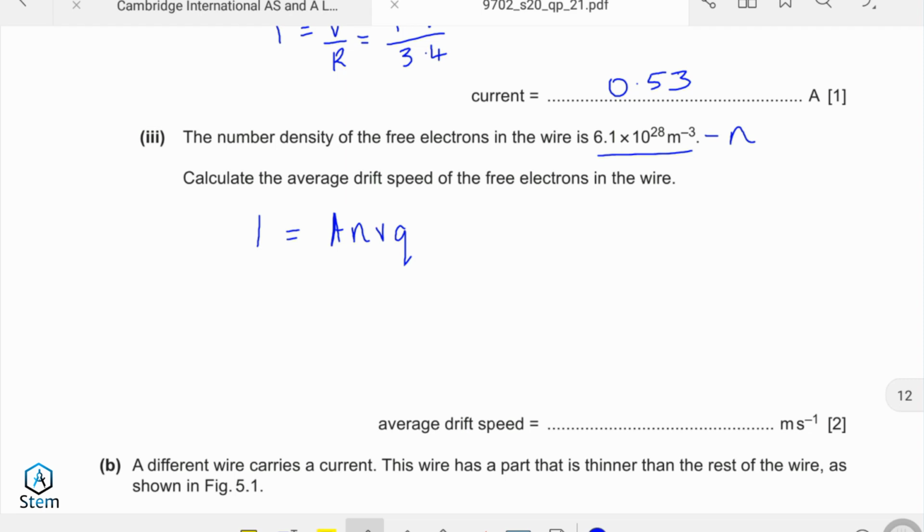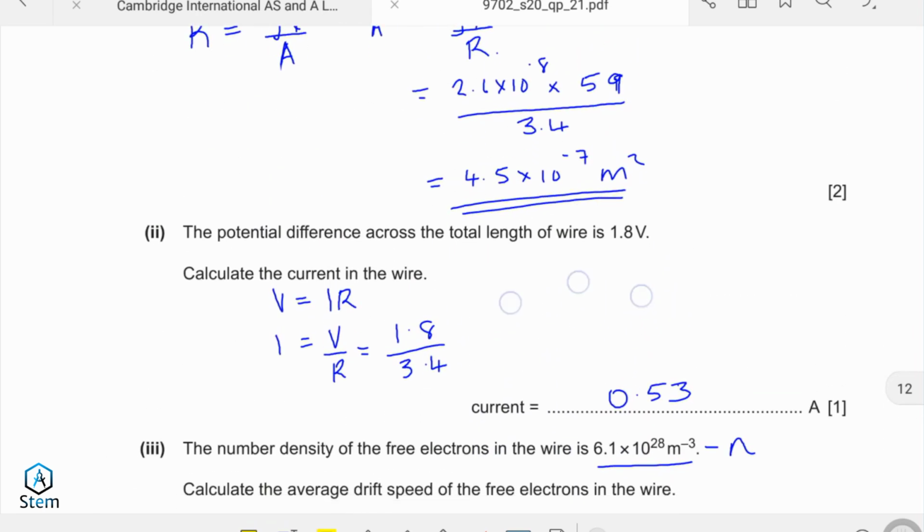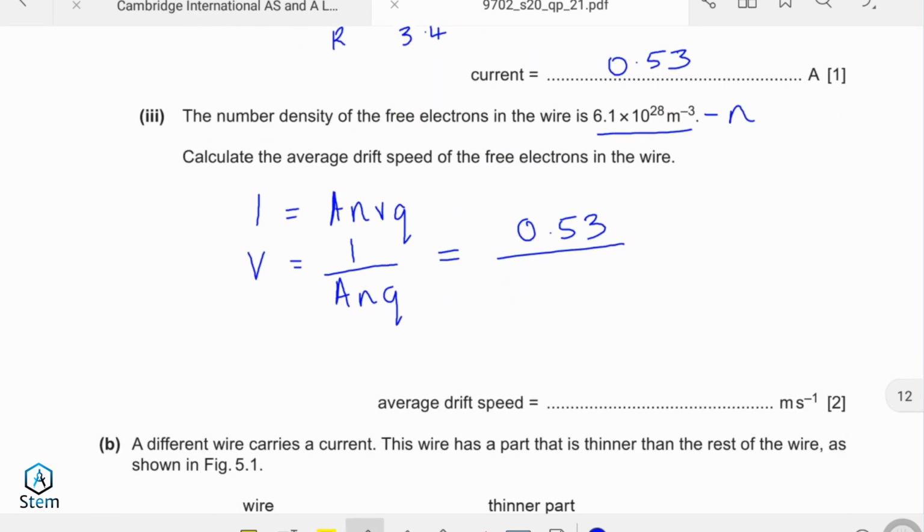If we make V the subject of the formula, we have V is equal to I divided by A N Q. And if we substitute the appropriate data, we have 0.53 divided by the cross-sectional area. Let's see what was that value. 4.5 times 10 to the power minus 7.